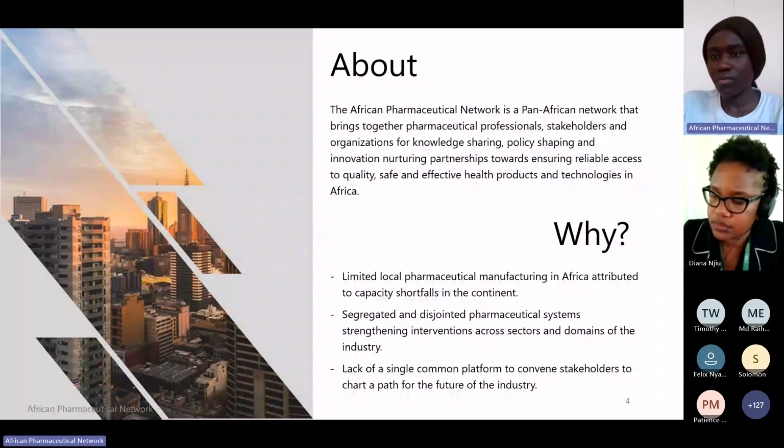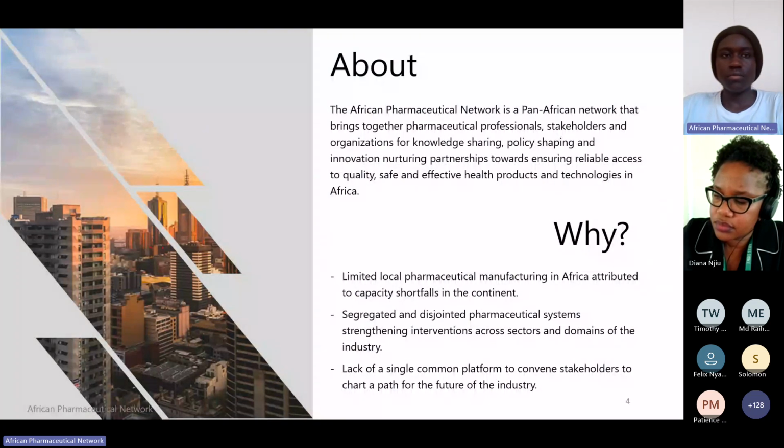In the interventions that were put forth, the stakeholders within the pharmaceutical system were not working together, looking at how they can exchange ideas, talk to each other, and see better ways of working. That limited the impact of the interventions. Lastly, there was a lack of a single platform that can convene stakeholders to chart a path for the future. And so we established the African Pharmaceutical Network.